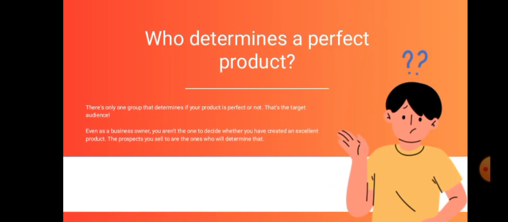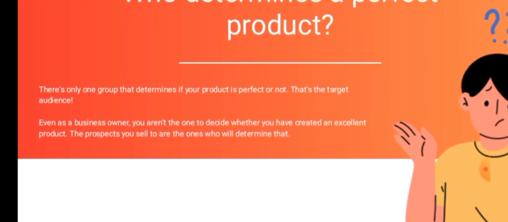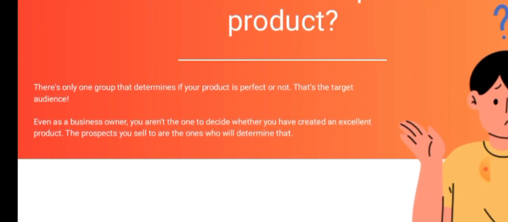Now, let us look at who determines a perfect product. So let me just say this. There is only one group that determines if your product is perfect or not, and that's the target audience. Even as a business owner, you aren't the one to decide whether you have created a perfect product or not. The prospects you sell to are the ones who will determine that.